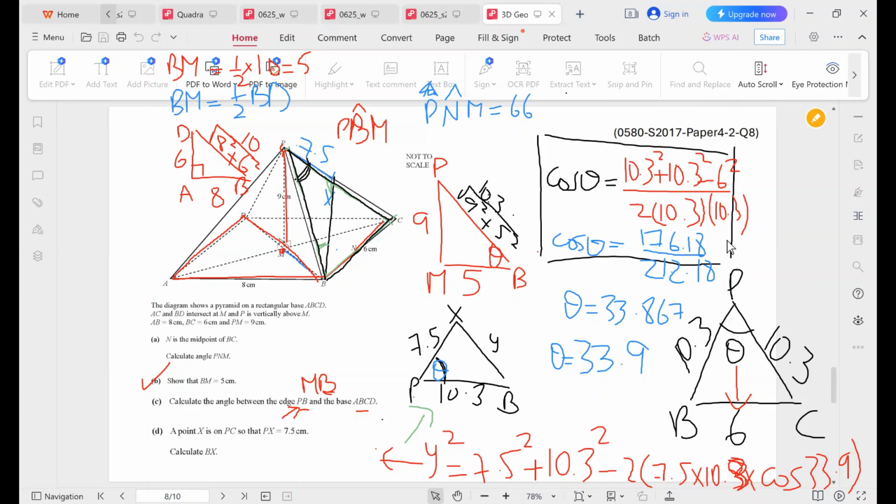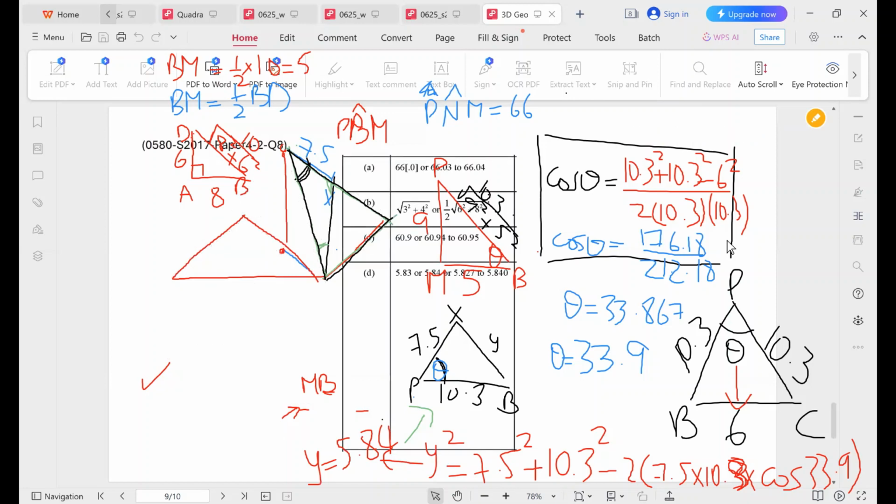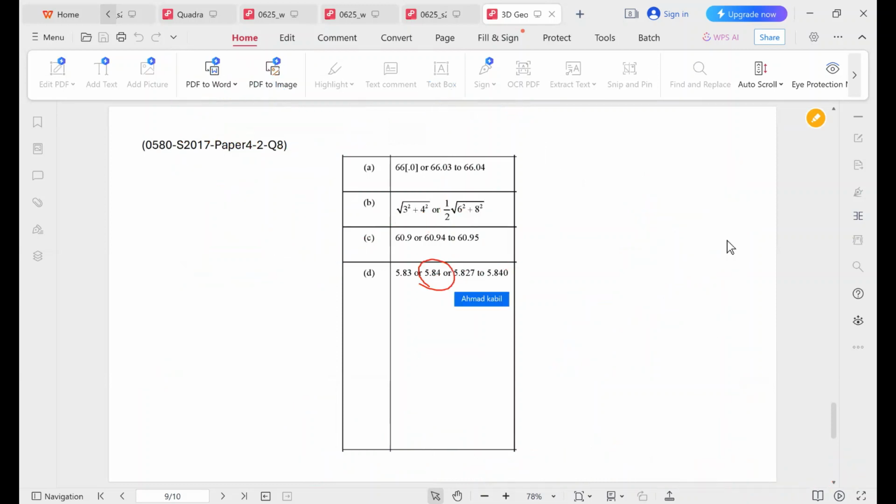So y equals 5.84. Let's check the marking scheme. So thankfully, 5.84 is the correct answer.